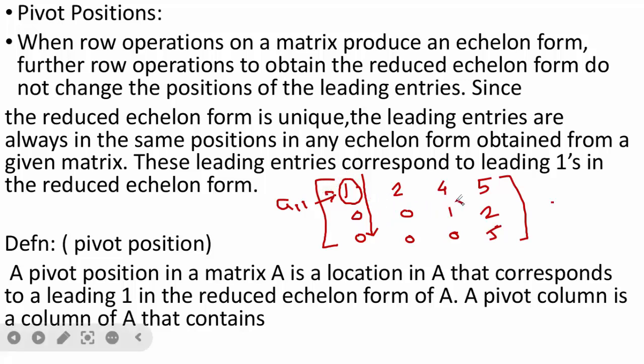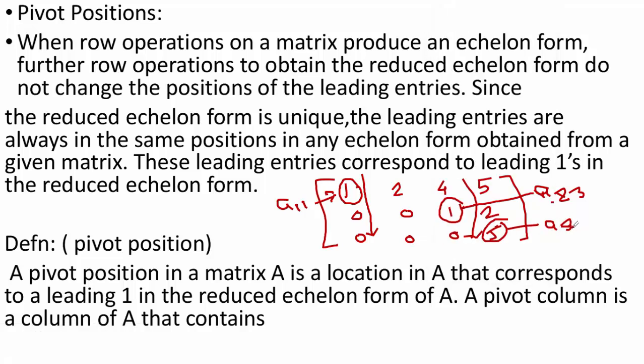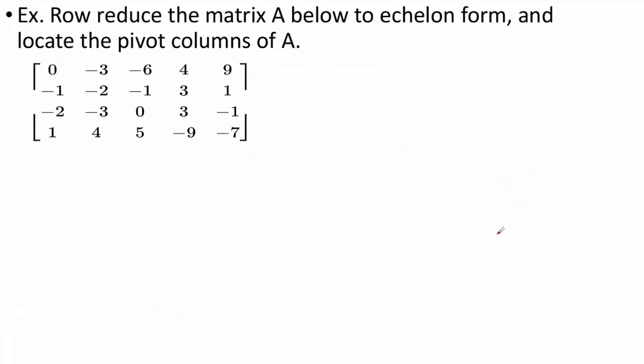Then the pivot position of this element, this is the pivot element, is A23, and the third column is a pivot column. And this is the pivot position of this element, which is the first non-zero entry in its row, and its pivot position is A34, and this is the pivot column. Thus we can easily judge the pivot position of an element and the pivot column.